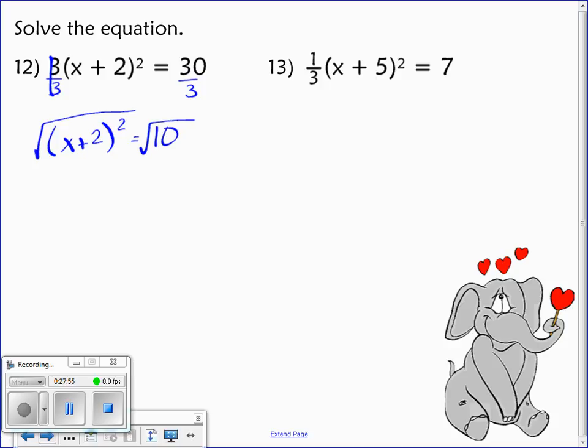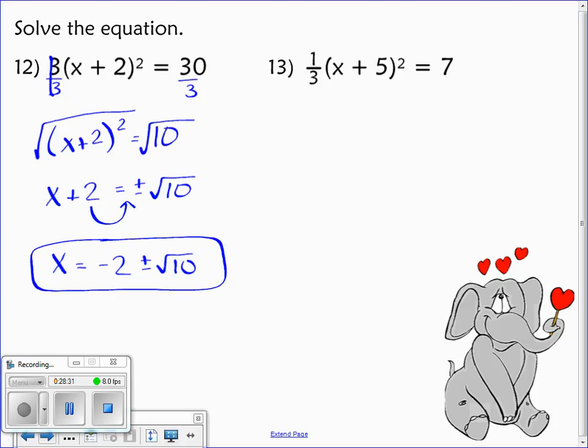What's the square root of x plus 2 squared? Square root of 10? It's going to stay radical 10. What's attached to that? Plus minus. I can't do a factor tree. It's not perfect. I can't do anything with it. And then to get x by itself, move that over. Negative 2 plus or minus radical 10. Are those like terms? No. It's as far as I can go.